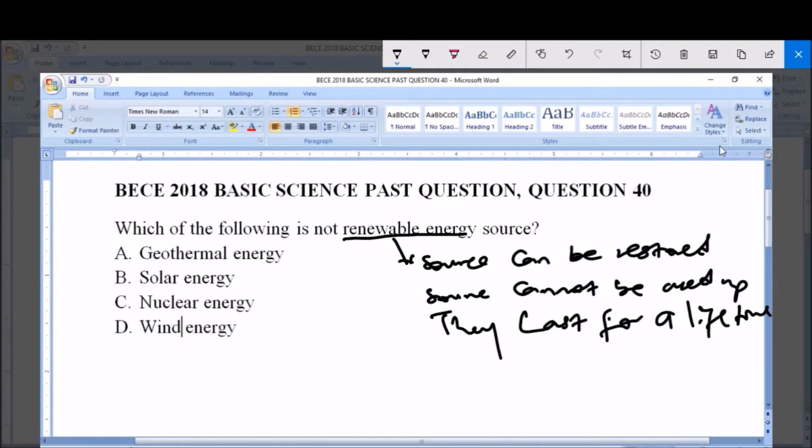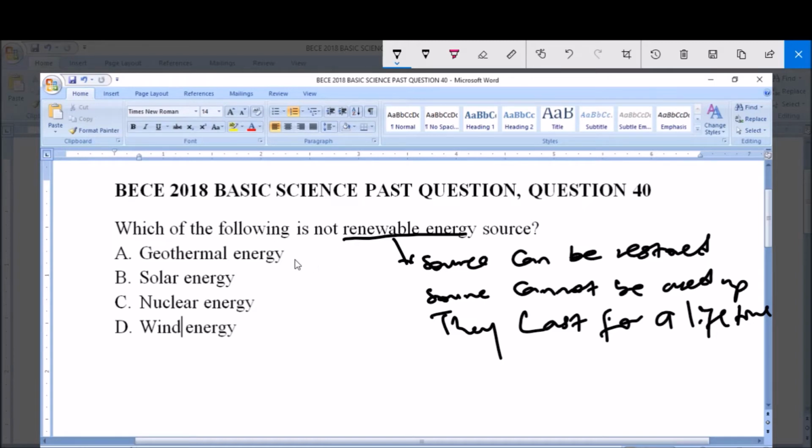So these sources of energy cannot be used up. Now the question says, which of the following is not a renewable energy source? That is, from our options, we have to pick the one which is not a renewable energy source. And remember, we've established that renewable energy sources are energy sources that can be restored. That is, they cannot be used up. They last for a lifetime. Now A says geothermal energy, B says solar energy, and C says nuclear energy, while D says wind energy. So out of these four, we are going to pick the one which is not a renewable energy source.